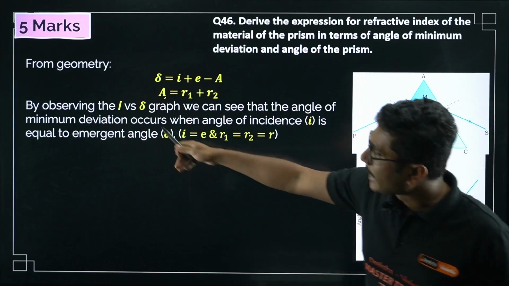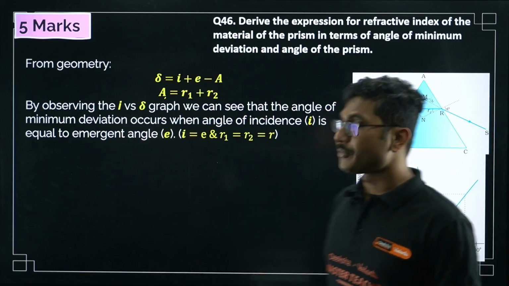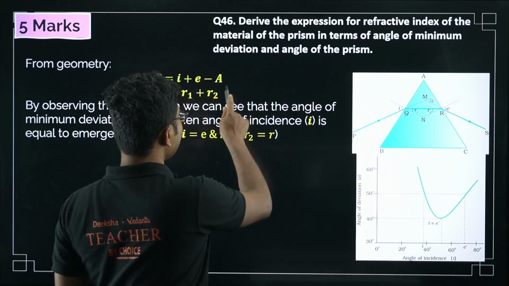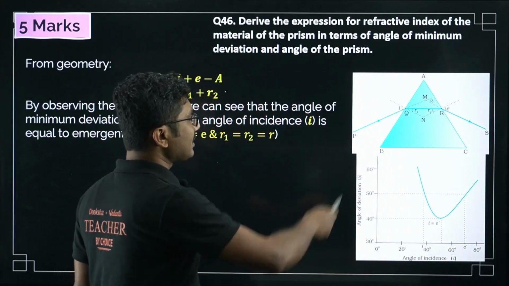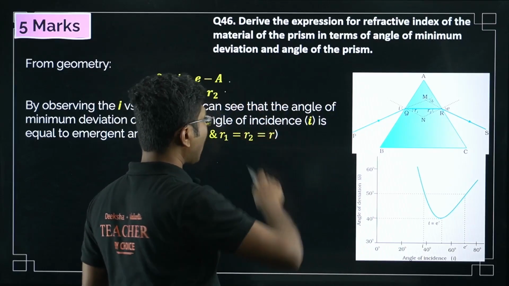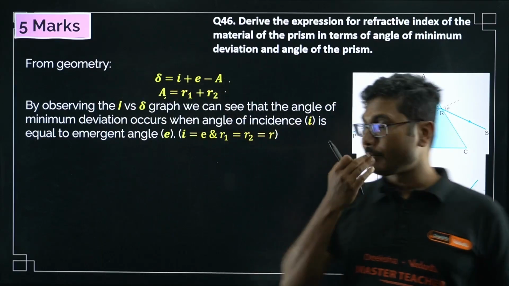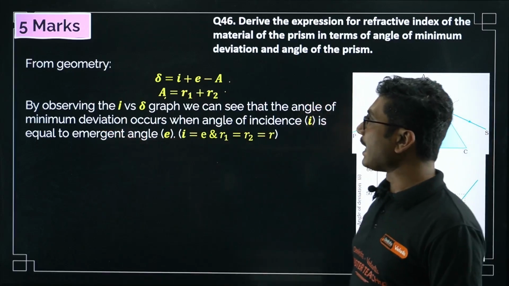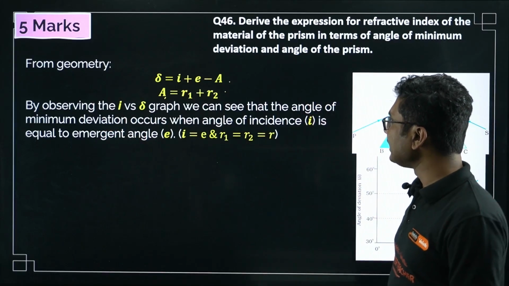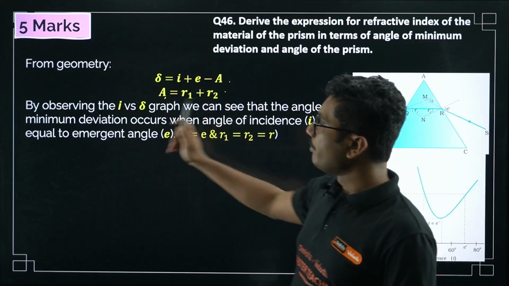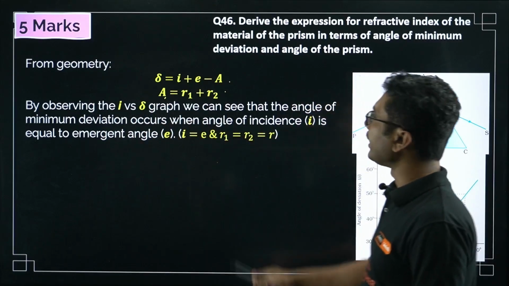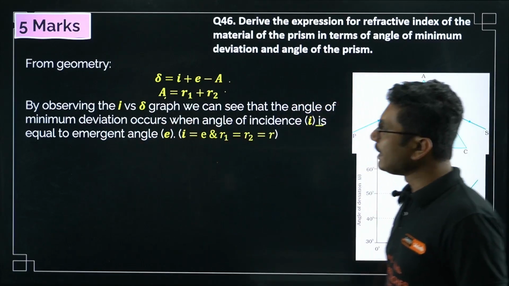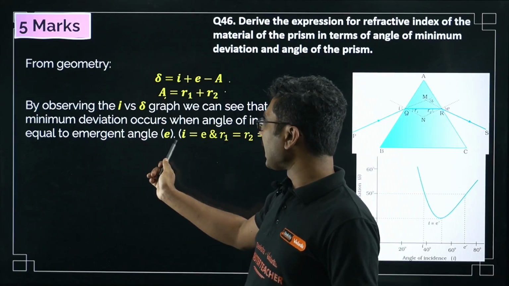Now you have to draw this graph. First you will start with this, then you have to write these two equations, and then you have to draw this delta graph. By observing the i versus delta graph, we can see that the angle of minimum deviation occurs when the angle of incidence i is equal to the emergent angle e.